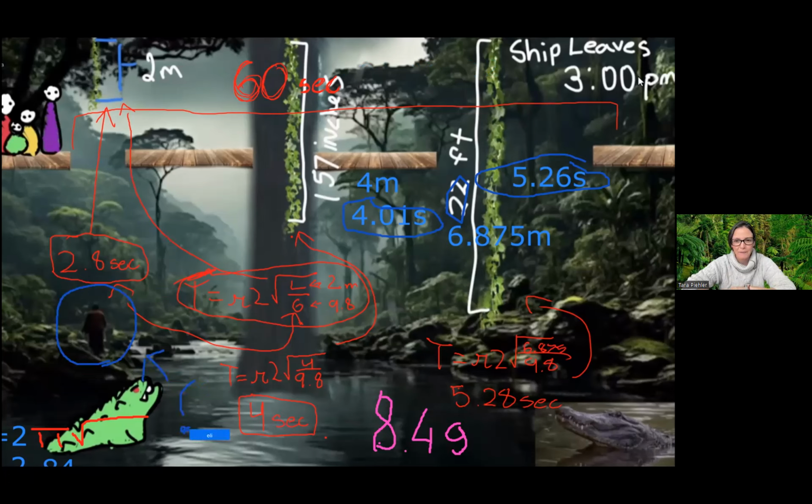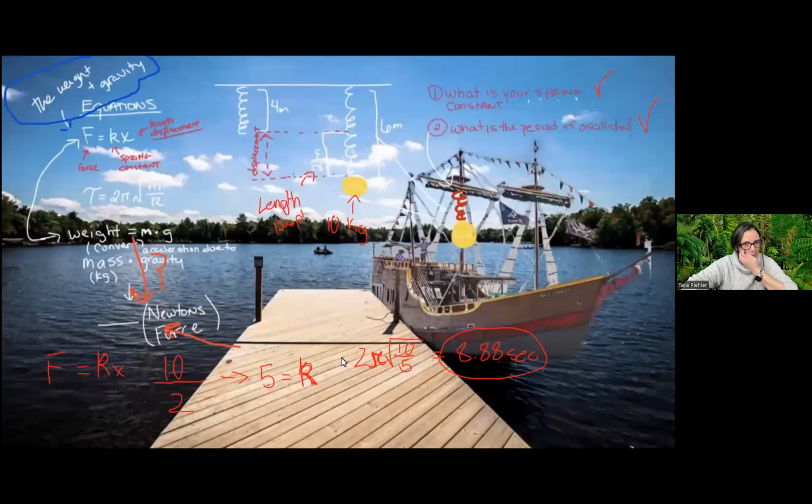All right, what do we have for gold? For the first question, what is your spring constant? Okay, what is the spring constant? 5. We got 5. Okay, how did you get 5? We did F equals KX. You mean KX? KX, goodness gracious.